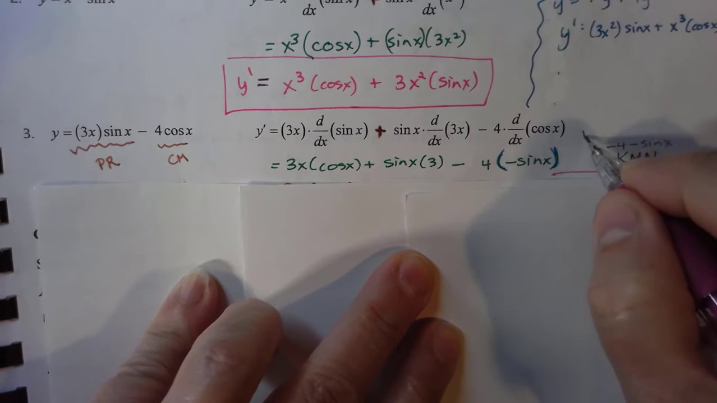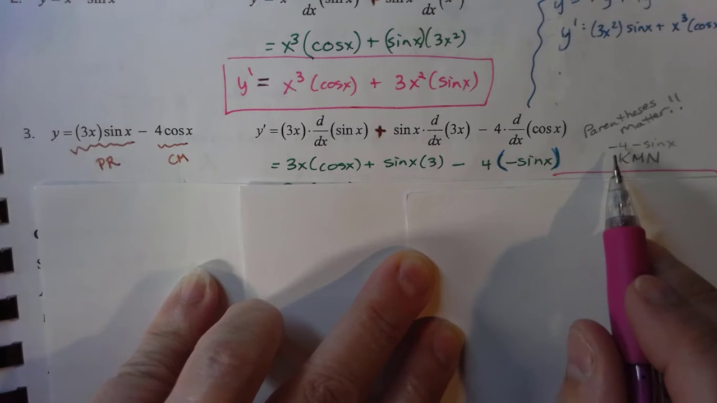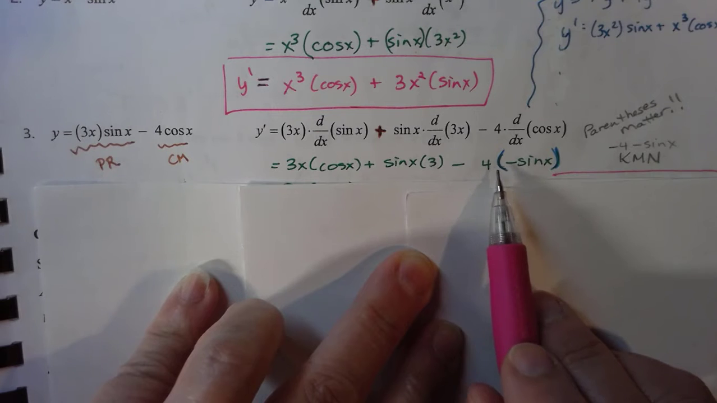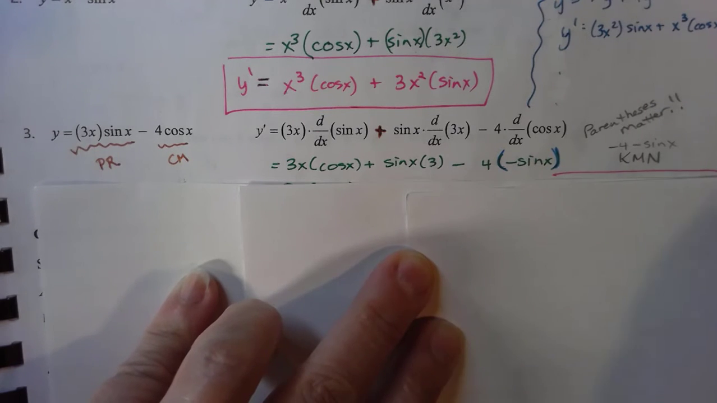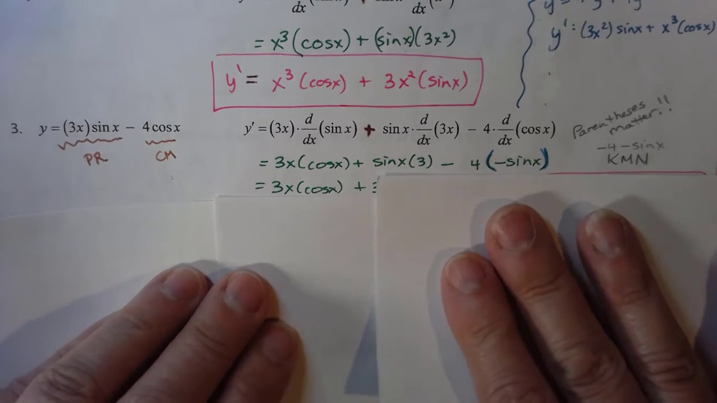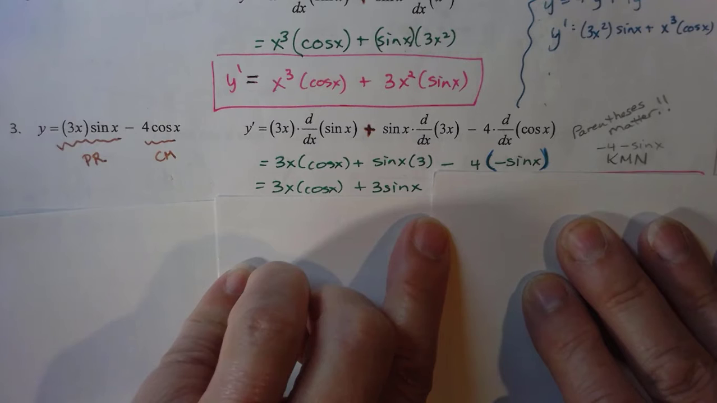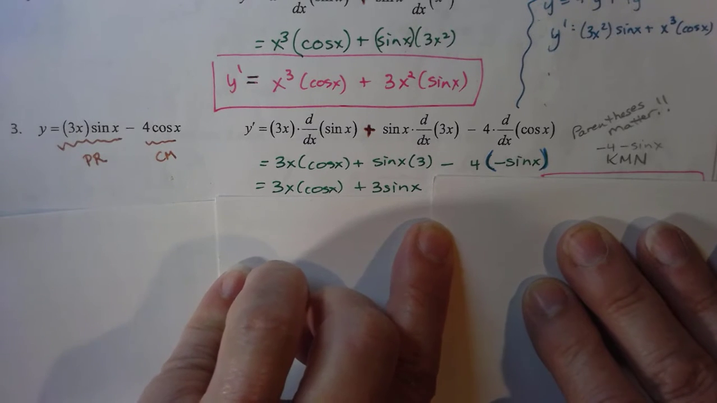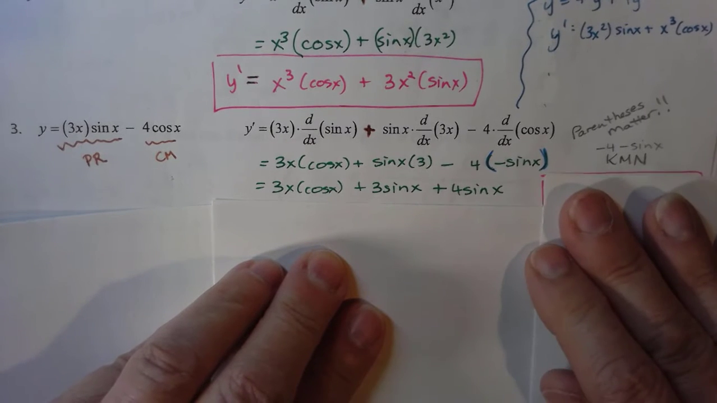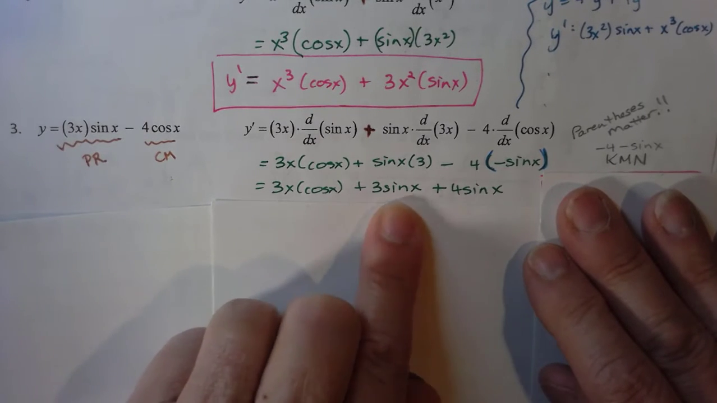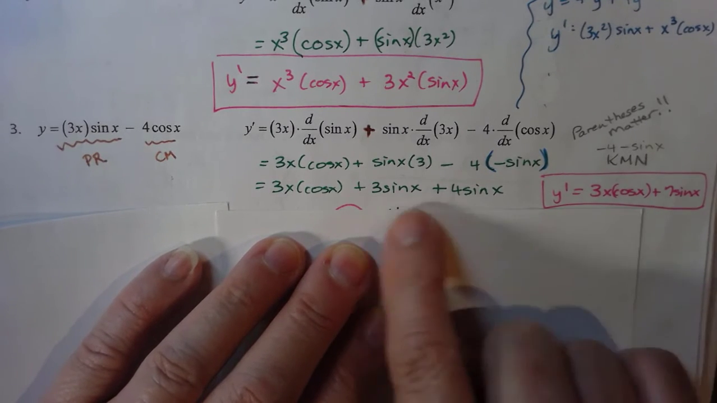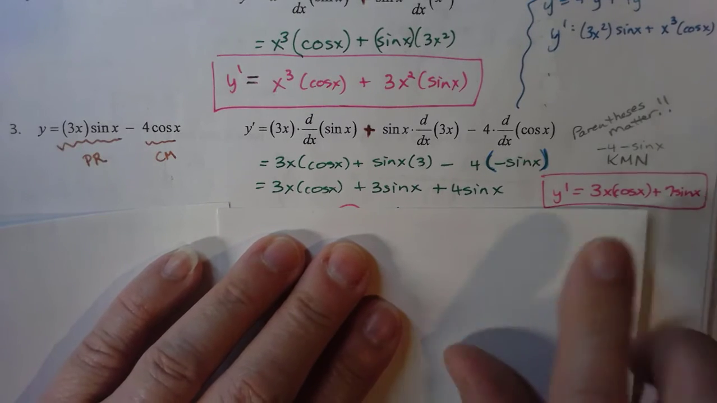Parentheses matter. Negative 4 minus sine x is very different from negative 4 times negative sine of x. So be careful with that. So just cleaning this up, I have 3x times the cosine of x, plus bring that 3 down in front, 3 times sine of x, and this minus minus becomes a plus. Notice that I do have some terms that can be added together, and so our final answer is y prime is 3x cosine x plus 7 sine of x.